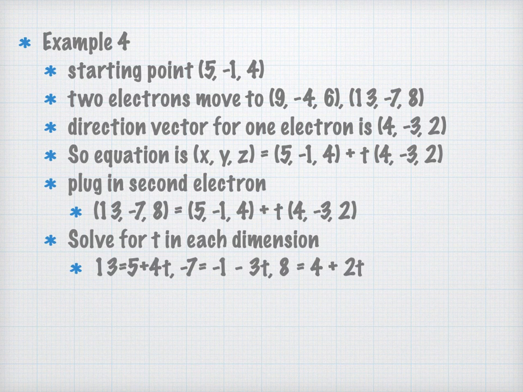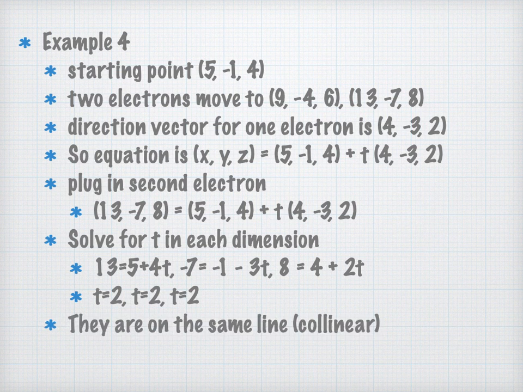So 13 equals 5 plus 4t. Negative 7 equals negative 1 minus 3t. And 8 equals 4 plus 2t. See, we're doing the x on the first point is 13. X on the other side of the equal sign is 5. And the x part of the direction vector is 4. So that's 4t. Y is negative 7, negative 1, negative 3. Z is 8, 4, and 2. And if you solve each of those for t, you get 2. So that means they are all in the same line, and they are all collinear.